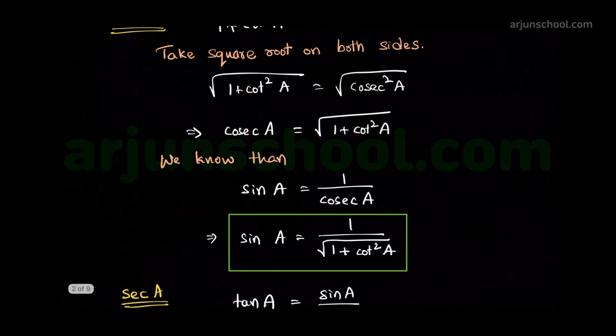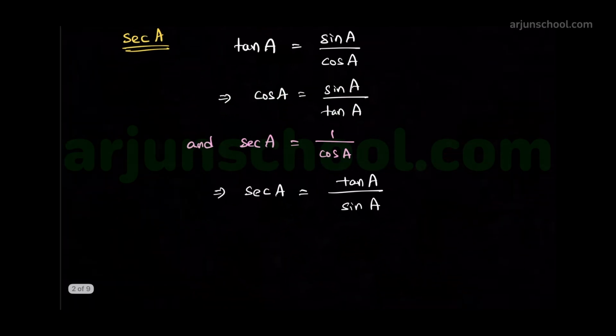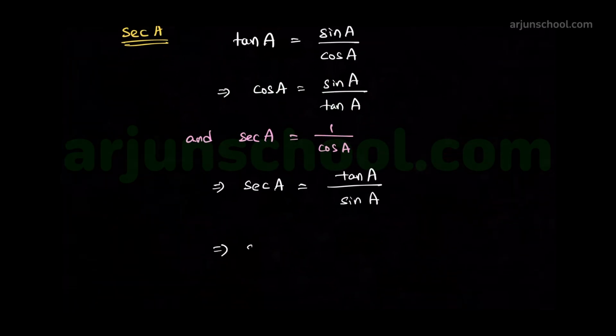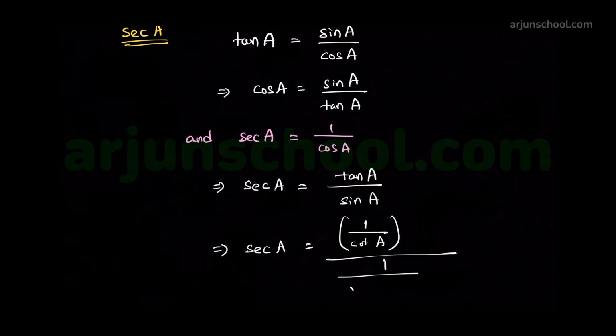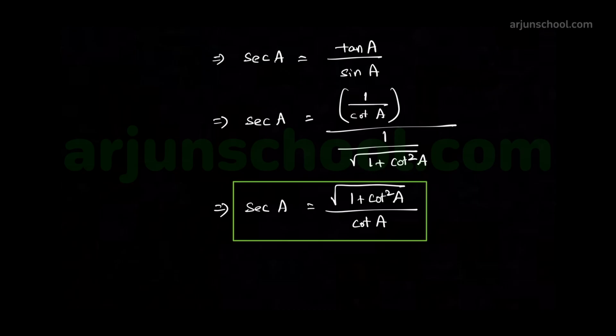We already know that tan A is equal to 1 by cot A and sin A is equal to 1 by root over 1 plus cot square A. Which when simplified becomes root over 1 plus cot square A by cot A. Therefore, secant A is equal to root over 1 plus cot square A by cot A. This is the representation of secant A in terms of cot A.